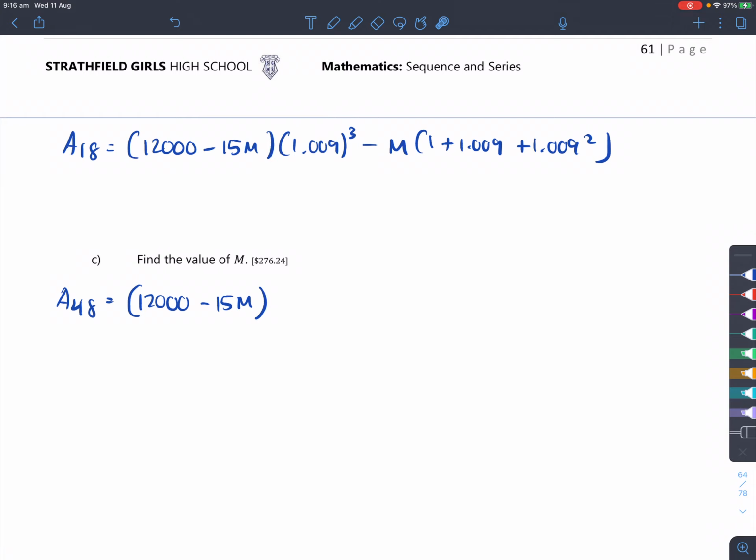But over here, remember that from the 16th month to the 18th month, this amount has been applied with 3 months worth of interest. But what goes over here then?